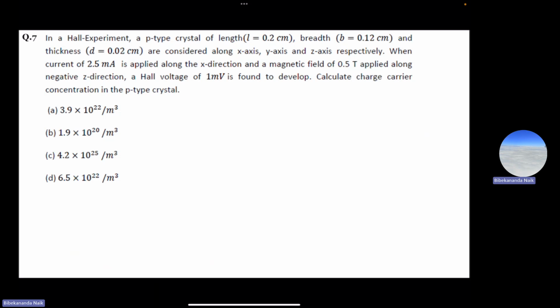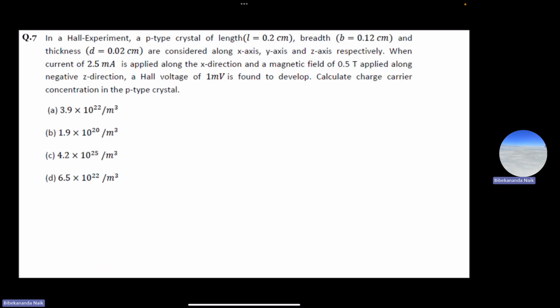Now question number 7. Question says, in a Hall experiment, a p-type crystal of length L equals 0.2 centimeter, breadth 0.12 centimeter, and thickness 0.02 centimeter are considered along x-axis, y-axis, z-axis, when a current of 2.5 milliampere is applied along the x direction and a magnetic field of 0.5 Tesla is applied along the negative z direction. A Hall voltage of 1 millivolt is found to be developed. Calculate the charge carrier concentration in the p-type crystal. Options are option A, option B 1.9 into 10 to the 20, option C 4.2 into 10 to the 25, and option D 6.5 into 10 to the 25.